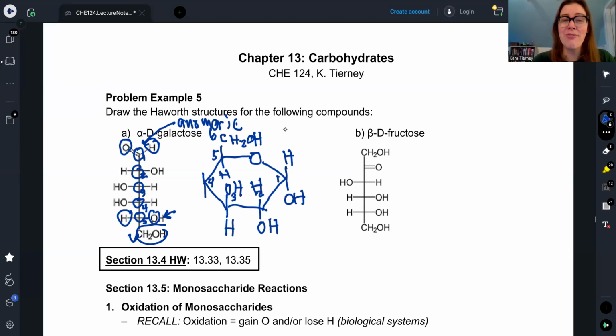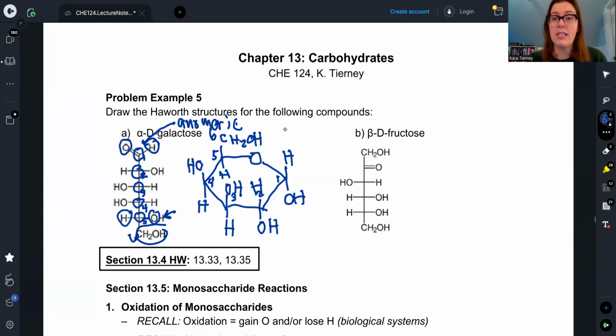And then for carbon 4, we have OH on the left, so that ends up on the top. Sometimes you'll see OHs written as HOs if there's more space to write the H on the left. You can write it as OH, that's fine. And H ends up on the bottom, so that's carbon 4. So this would be our Haworth structure for alpha D galactose.